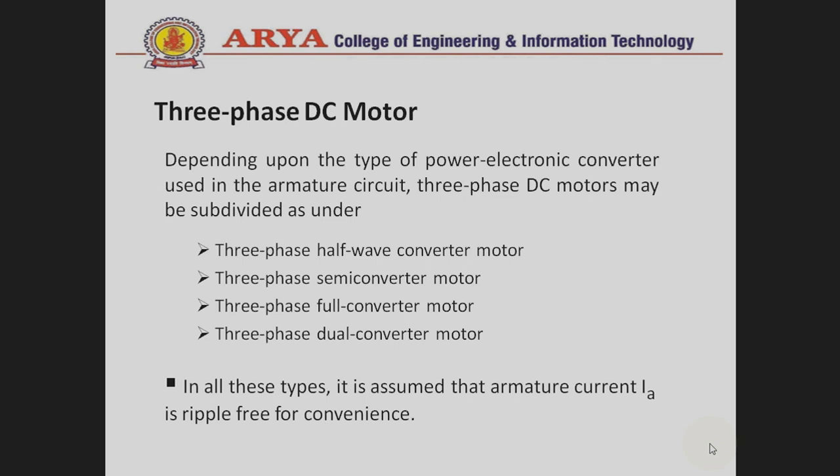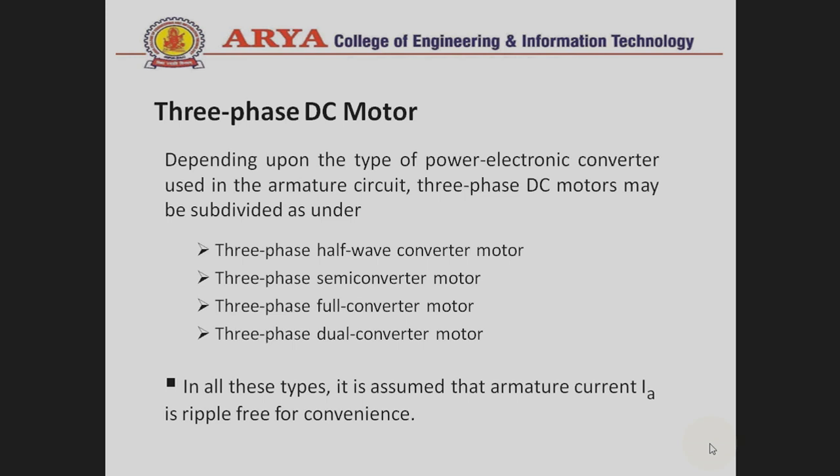Now, depending upon the type of power electronic converter used in the armature circuit, three-phase DC motors are divided into four types: half-wave converter motor, semi-converter motor, full converter motor, and dual converter motor. In all these types of motor, we consider the armature current to be ripple-free or continuous in nature.